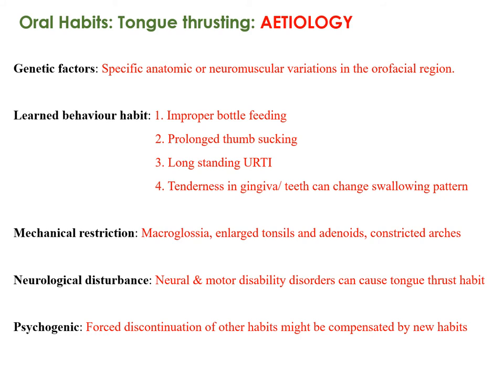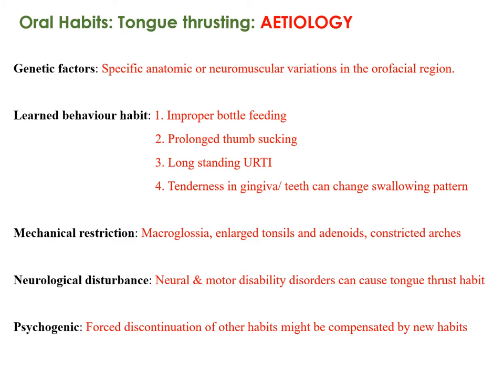Mechanical restrictions such as the presence of macroglossia, or enlargement or hypertrophy of the tongue, enlarged tonsils and adenoids, or constricted maxillary or mandibular arches can also cause the tongue to protrude each time the child swallows. Any neurological disturbance, neural or motor disability disorders, can also lead to the habit developing. Finally, the psychogenic factors such as forced discontinuation of other habits. We already discussed, if you forcefully stop the child from sucking their thumb or finger, a new habit such as this might develop.